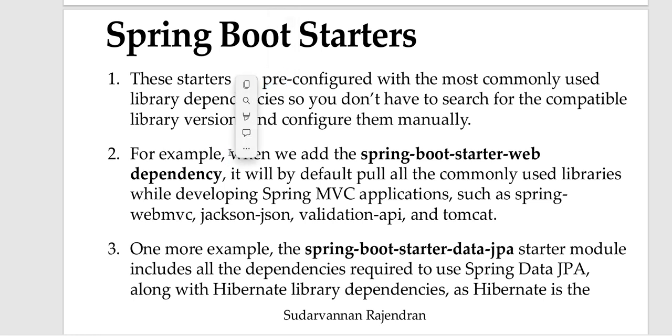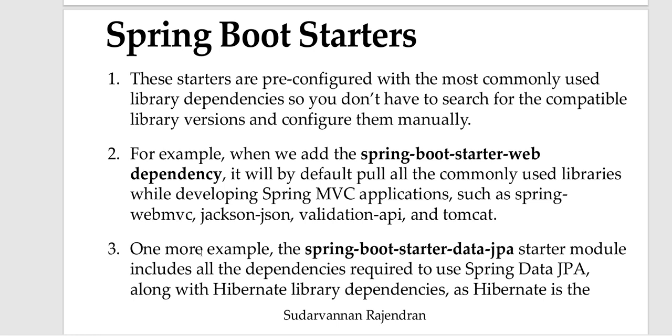For example, when we add the Spring Boot starter web dependency, it will by default pull all the commonly used libraries while developing a Spring MVC application. So we need not add or configure any of these libraries used for a Spring application. By adding this dependency, it will by default pull all these libraries such as Spring Web MVC, Jackson JSON, Validation API, and Tomcat Server. So we need not configure each individually. It will by default pull those libraries.